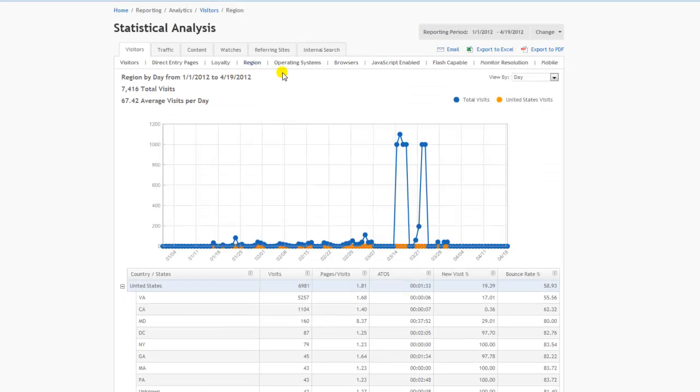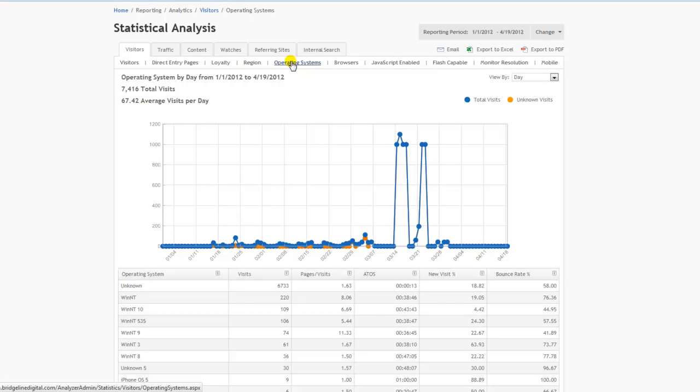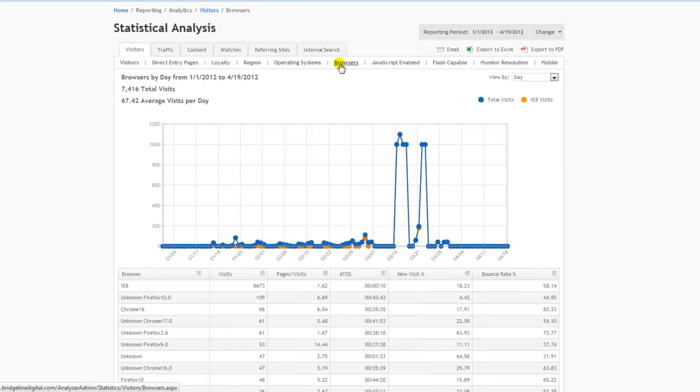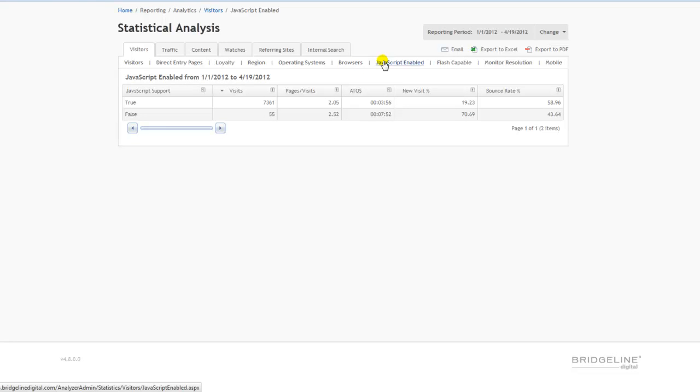Let's head over to operating systems next. So this is where people are coming from, what operating systems are they using. Let's go over to browsers next. So now with this browsers tab, we could actually see what browser people are visiting our site in. Next we have JavaScript enabled. So this is, do they have JavaScript enabled, true, false.